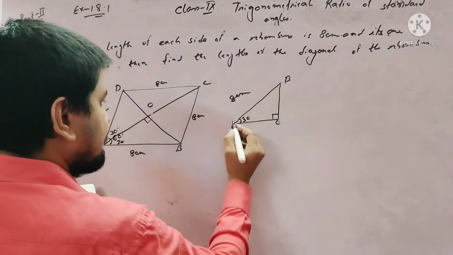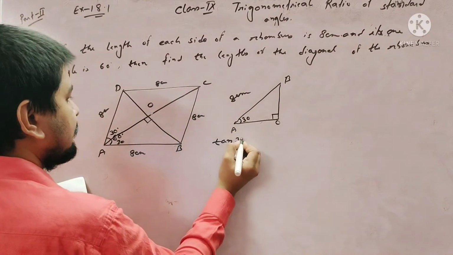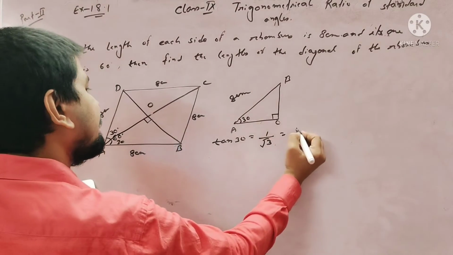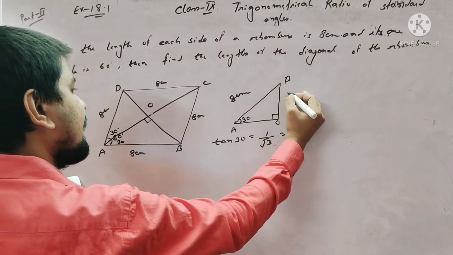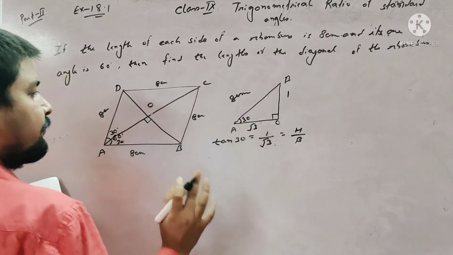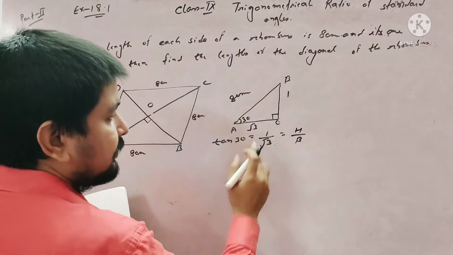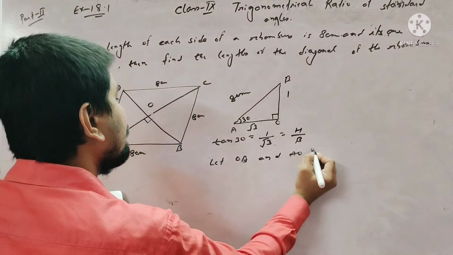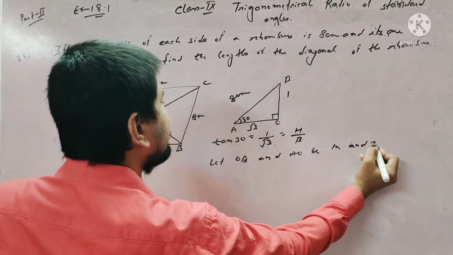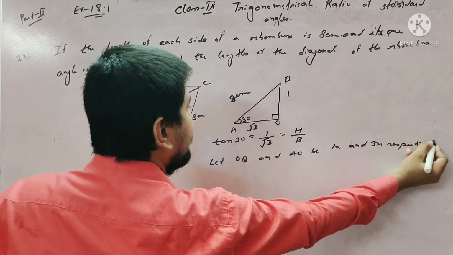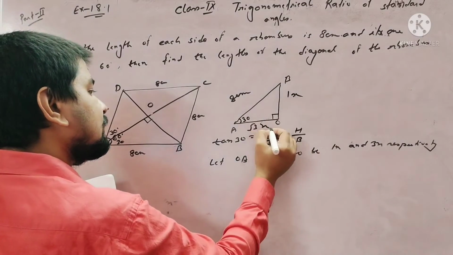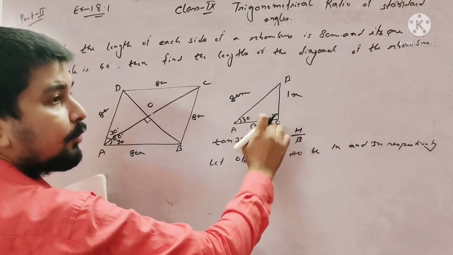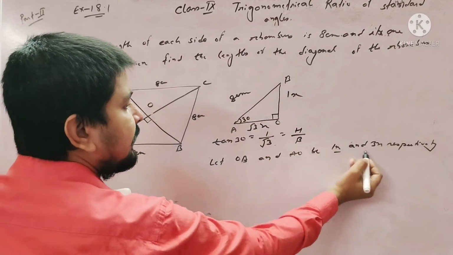So from this triangle you calculate the tan 30 value. We know that tan 30 is 1 by root 3. Tan 30 means height by base, so height is 1 and base is root 3. But these questions are given in ratio, so we take OB and AO as 1x and root 3x respectively. This 8 centimeter is the proper length given, but 1x and root 3x are not the proper lengths.